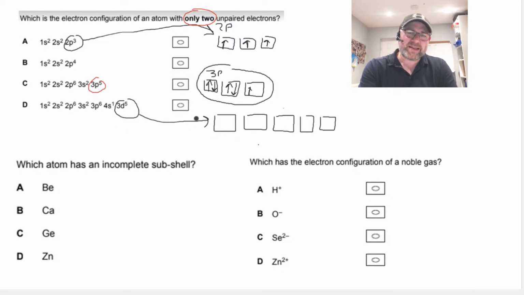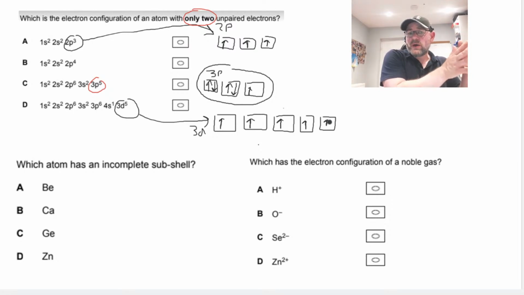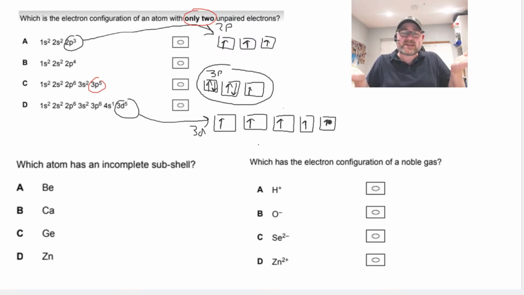But the 3D level has 5 boxes, and it tells you that there's 5. When we're filling electrons, we always fill in the most stable way first. So you do 1 in each box first. This is the most stable configuration. They prefer to have them all half filled than just 2 like completely filled. They would rather have it all half filled. It makes it more balanced and stable. So this one is not the answer either.